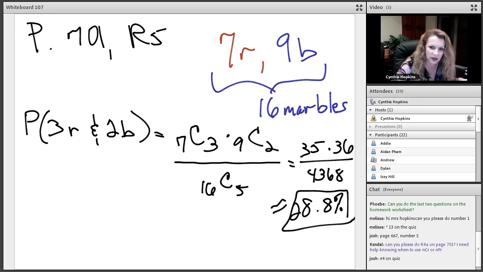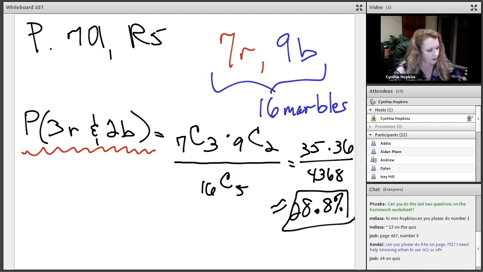Okay, so you see how the setup, and I personally think, let me do this in red, this part right here is so important because if you just put P of 3 red, you're going to forget about the 2 blue. Okay, all right, that was part A and then part 1. Part 2 says at least 3 are red.